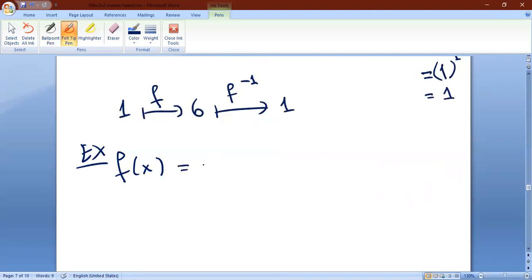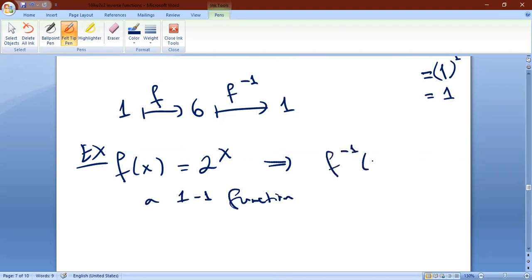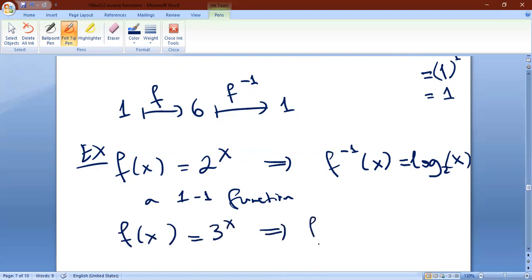So if f of x is 2 to the x, then this is a one-to-one function, and its inverse is called the log function, logarithm in the base of 2 of x. Or f of x equals, let's say, 3 to the x. This is also a one-to-one function, and its inverse is log base 3 of x.